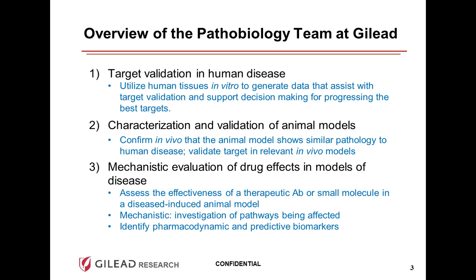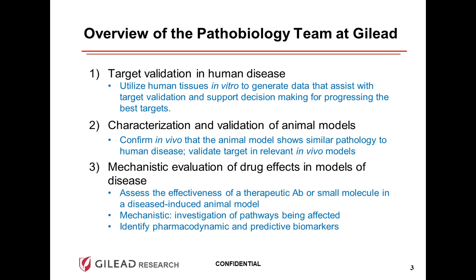So characterizing and validating these animal models is essential to confirm that the animal model depicts similar pathology to the human disease, and obviously a well-characterized animal model can help predict the response in humans. So it's very important to validate these targets in the in vivo models before moving on to human tissues.